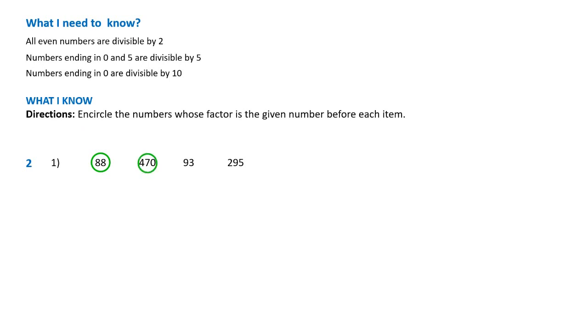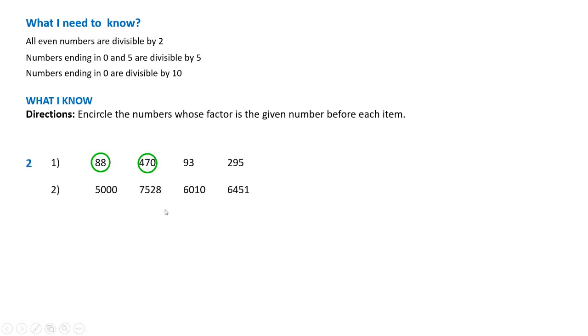Yan. How about 93? Divisible ba siya by 2? Hindi, kasi hindi siya even number. Ang 295 naman, hindi rin siya divisible by 2.